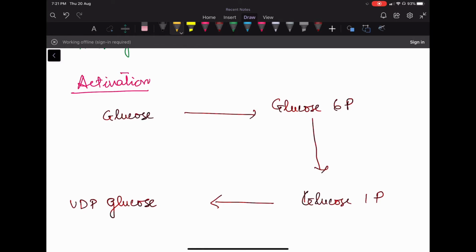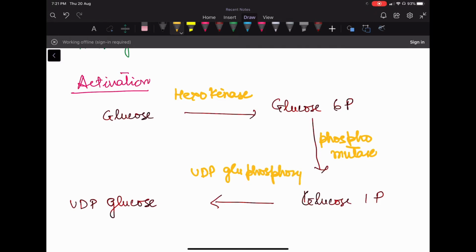As we discussed, there are certain enzymes. Glucose to glucose 6 phosphate requires hexokinase, and glucose 6 phosphate to glucose 1 phosphate requires phosphoglucomutase. And the last is UDP glucose pyrophosphorylase. So these are the three enzymes. The important aspect about these enzymes is that kinases are the enzymes required for addition or removal of phosphate.